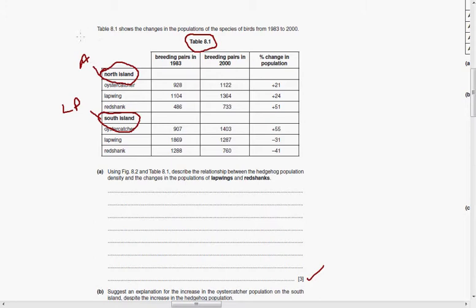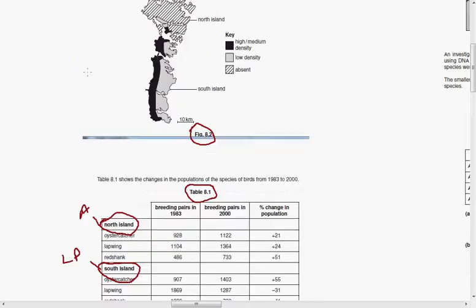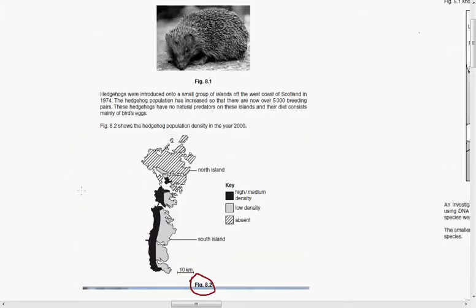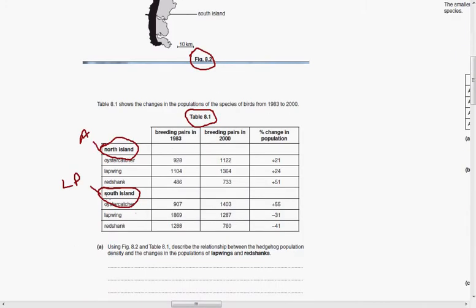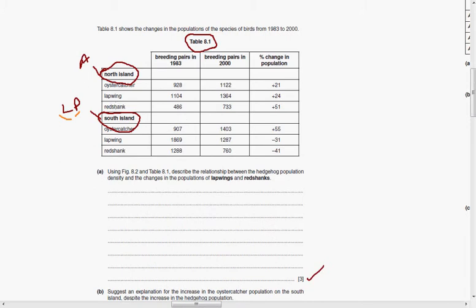So when there is no hedgehog population, absent completely, the lapwing and red shank population increases. When there is low but there is, the population decreases. So you just write that the hedgehog population increase decreases the population of the lapwing and red shank. See, as simple as that.